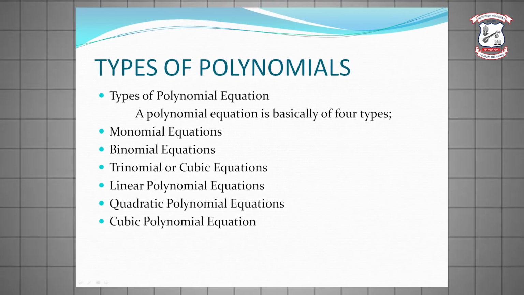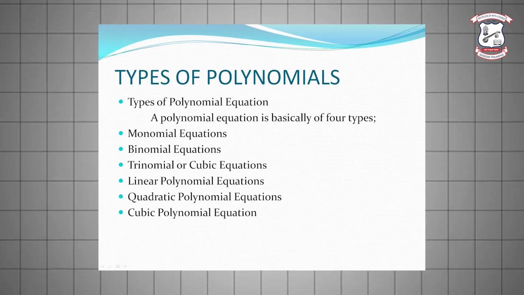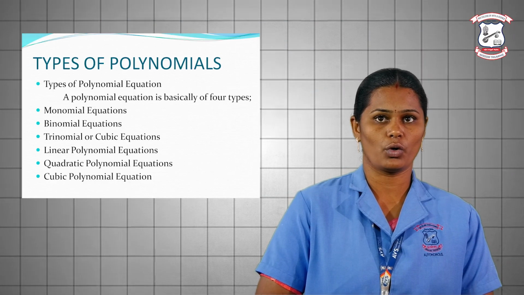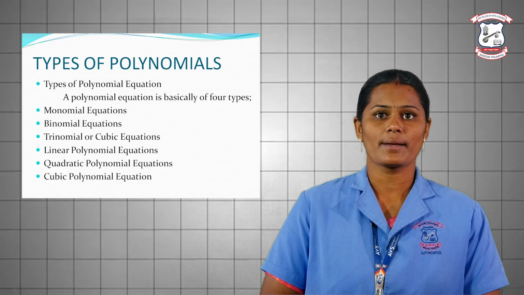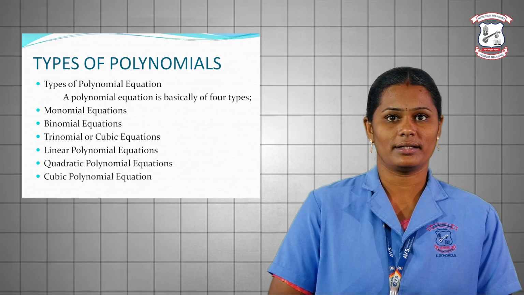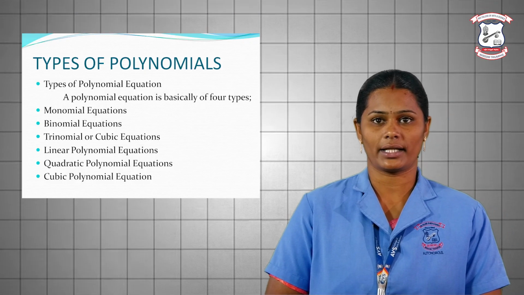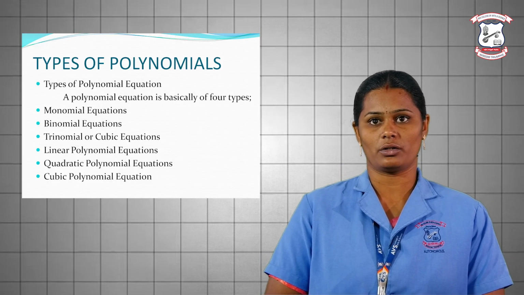Okay, next. Now we are going to see types of polynomials. The types of polynomial equation are basically of several kinds. One is monomial equation and second is binomial equation. Third is trinomial equation. Another is linear polynomial equation, next quadratic polynomial equation and next cubic polynomial equation. So now we are going to discuss the equation types briefly.